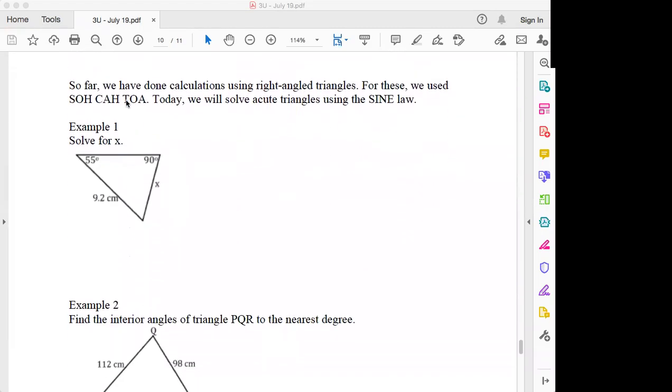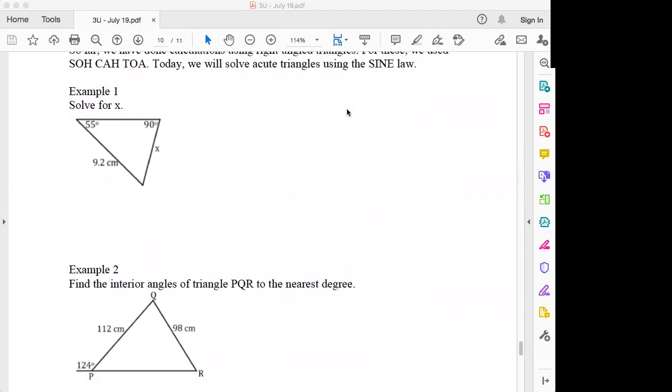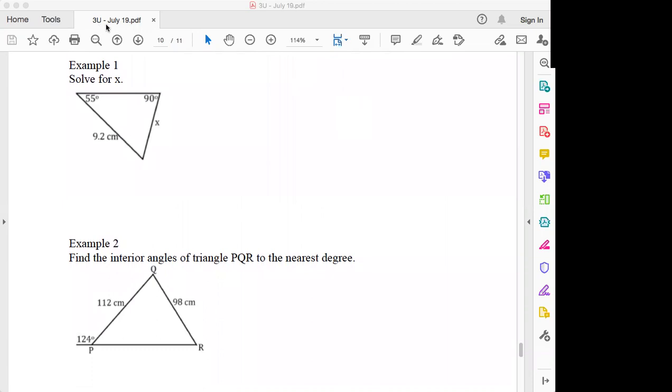So far we have done calculations using right angle triangles. For these, we use SOHCAHTOA. Today we solve for acute triangles using the sine law. Like I said, it's not a right angle triangle and you have either two angles and one side or two sides and one angle. Let's look at the example here. We're looking for this side length, so we'll name this a, the smaller a. This is large B and this is small b. The side lengths are across from the angles and they're named the same letter.